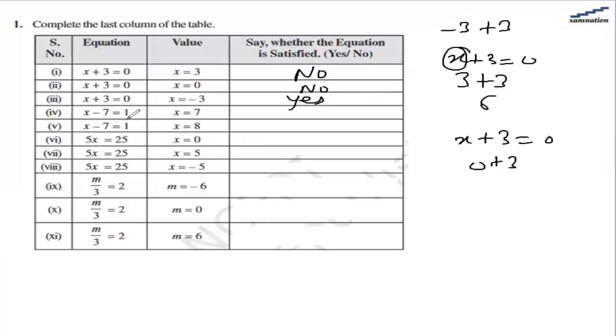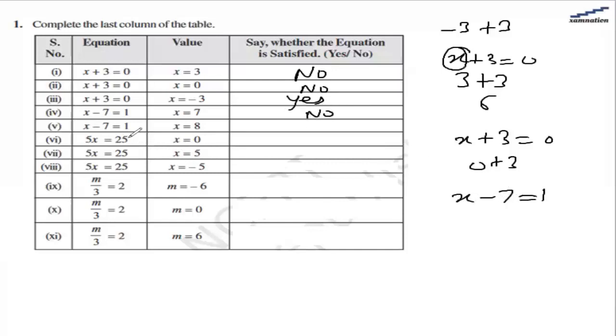For the fourth part, we have x minus 7 is equal to 1, and the value for x is given as 7. So when we replace this x with 7, on the left hand side we get 0, and on the right hand side we have 1. So this equation is not satisfied.